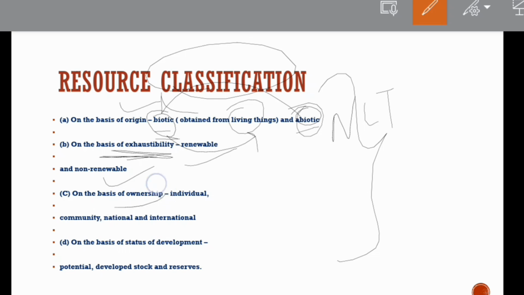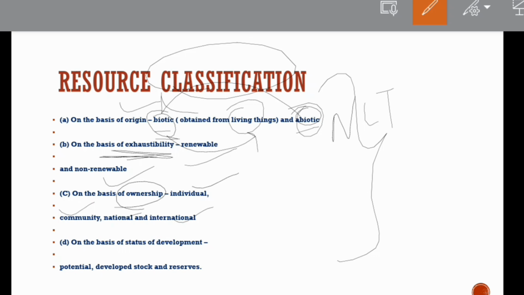Third is on the basis of ownership. Ownership means who owns those resources, right? On the basis of individual, community, national and international. When we talk about individual resources, for example, your private plots, your farms, your own house, that is an individual resource because you own it.